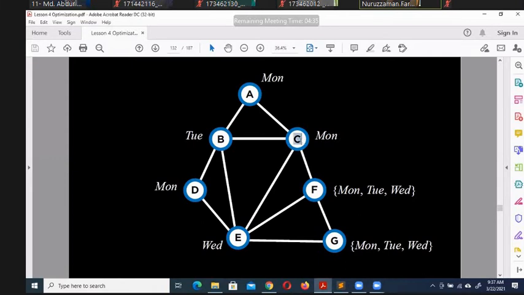Now look at this C. Can we take Monday? No, sir. Okay. Problem. Tuesday, problem. Wednesday, problem. Now what can we do? We have only 3 slots. So what can be done here? Any idea, any suggestion?